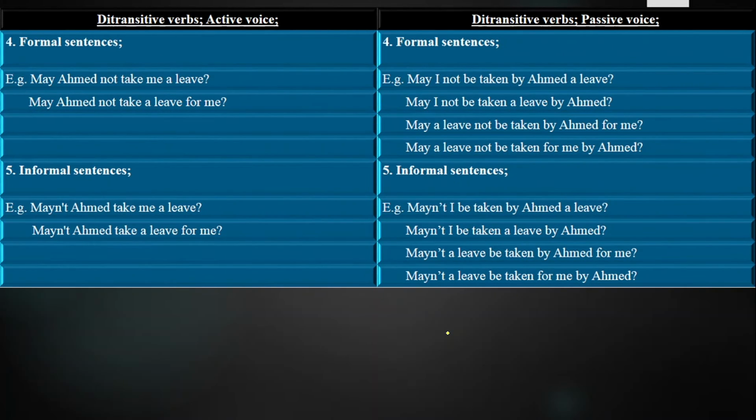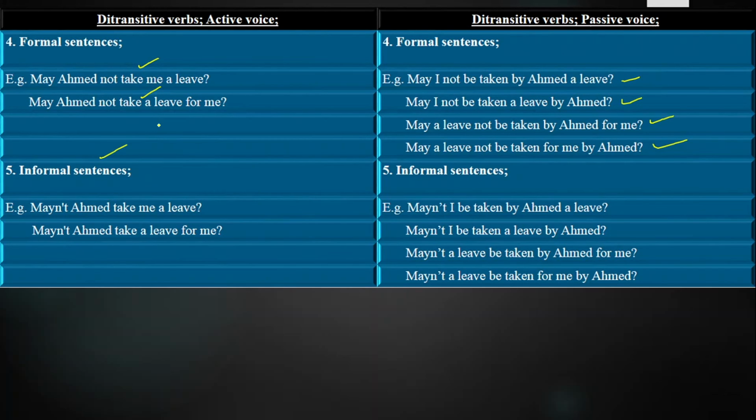Next we have formal sentences. Those sentences in which we ask questions or deny the statement in a formal, polite, respectful way. We use it with our elders, seniors, and those we are not close with. Sentences will be: may Ahmad not take me a leave, may Ahmad not take a leave for me. May I not be taken by Ahmad a leave, may I not be taken a leave by Ahmad. May a leave not be taken by Ahmad for me, may a leave not be taken for me by Ahmad.